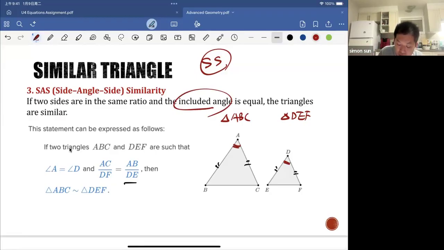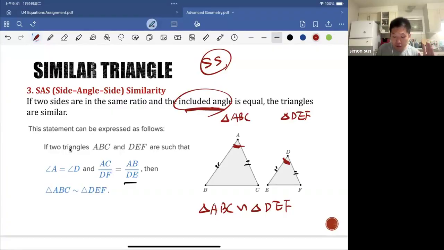are the same. Then we can say, okay, the triangle ABC is similar to triangle DEF. It's not that if you pick two corresponding sides, the ratios are the same, and then any one angles are the same, then you actually prove two triangles are similar. It's not. It's the included angles are the same.